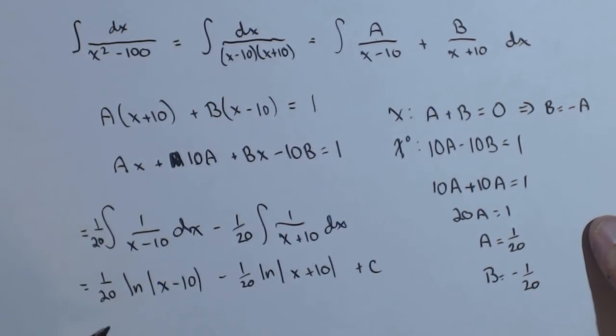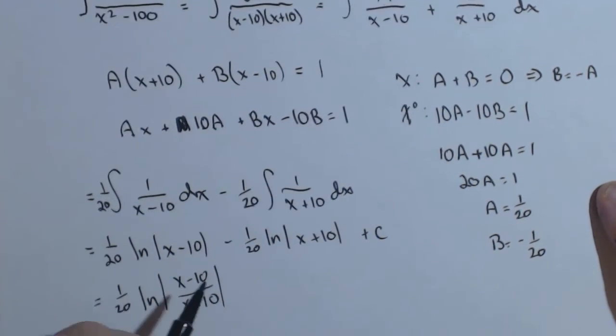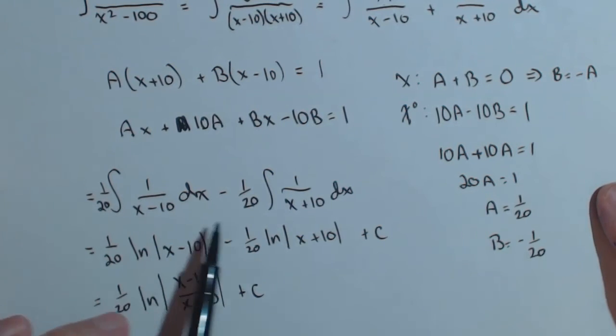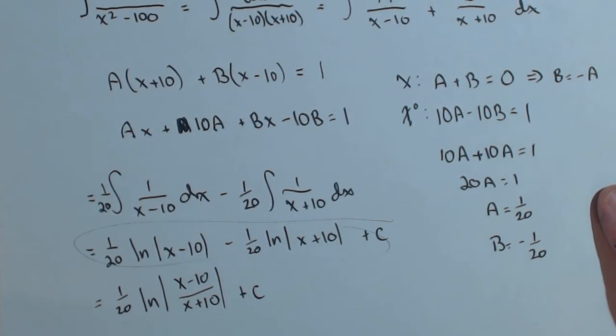If you want, you could actually use properties of logs to rewrite this. You get 1/20th ln of the absolute value of (x minus 10) over (x plus 10), using factoring out the 1/20th and using the subtraction properties of logs. But this would be fine for a final answer. Sometimes when you look in a solutions manual, you'll see it written like this.